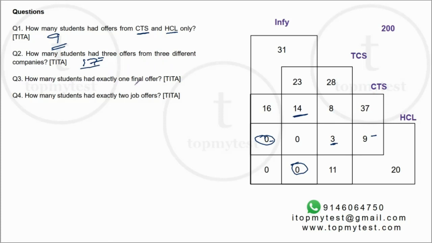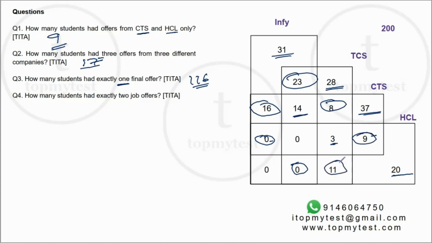Question number 3. How many students had exactly one final offer? This is pretty straightforward. 31 plus 28 plus 37 plus 20. That's 57, 88, 108, 116. And the last one, how many students had exactly 2 job offers? So 16 plus 23 plus 8 plus 9 plus 11. 9 plus 11 is 20. 20 plus 8, 28 plus 16, 44. 44 plus 23 is 67.